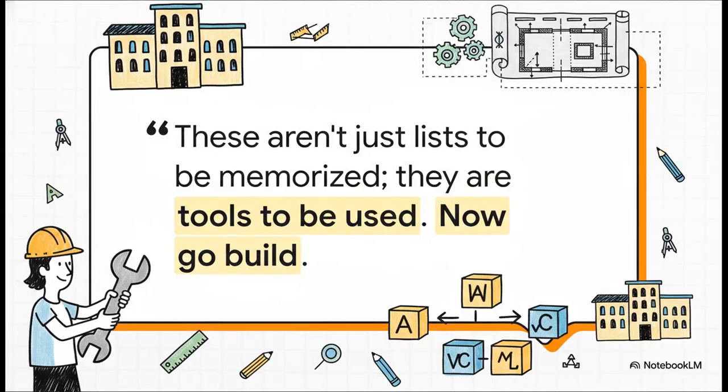And there you have it, 7 more rooms fully built and furnished in your memory palace. But you have to remember, a palace isn't a museum. These aren't just lists to be memorized. They are tools that you are meant to use. So take these frameworks, apply them, and turn all this knowledge into action. Now go build.